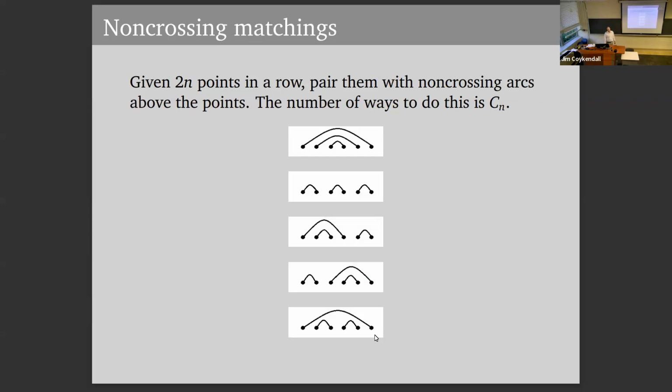Okay. Another one, you recognize this 5 as the third Catalan number. So if you have 2n endpoints in a row, so you have an even number to do this, you can pair them up with non-crossing arcs above the points. So you want to pair them up, like this is paired with this one, and this with this. But we're not allowing a crossing, we're not allowing anything like this. And these are also counted by Catalan numbers.